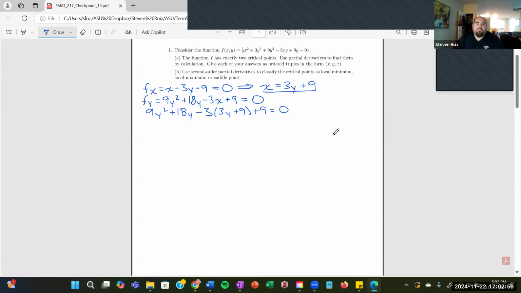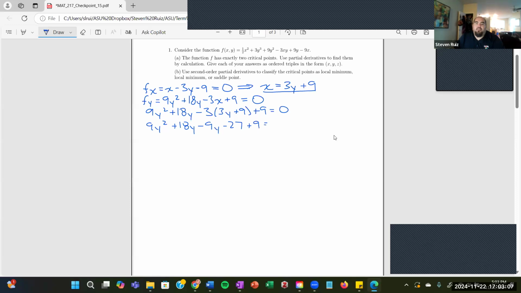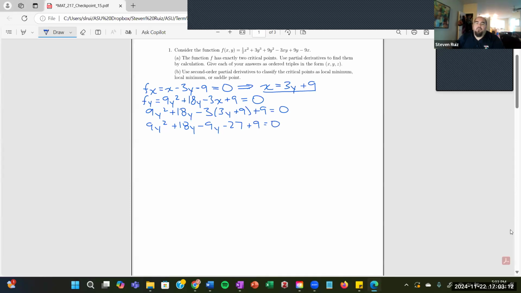Okay, so what happens here? 9y squared plus 18y minus, and I'll distribute, 9y minus 27 plus 9 equals 0. Collect like terms: 9y squared plus 9y minus 18 equals 0. Everything is divisible by 9, so I divide through by 9 and I get y squared plus y minus 2 equals 0. That factors into what? I believe that factors into y minus 1 times y plus 2 equals 0. So I get two values of y: y equals -2 and 1.